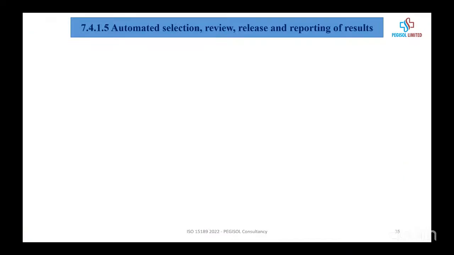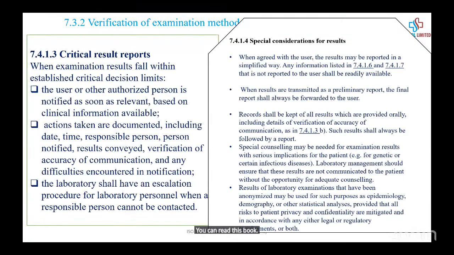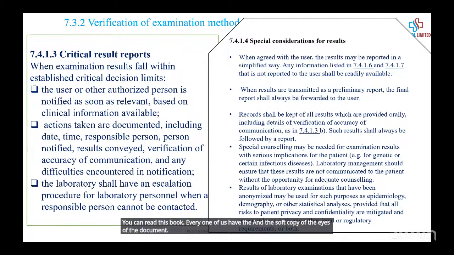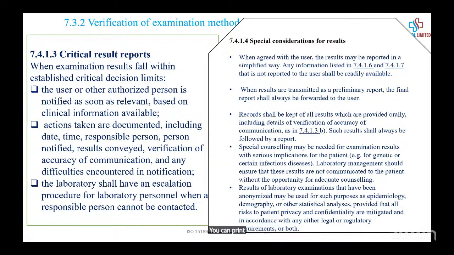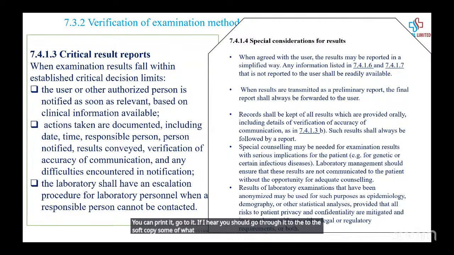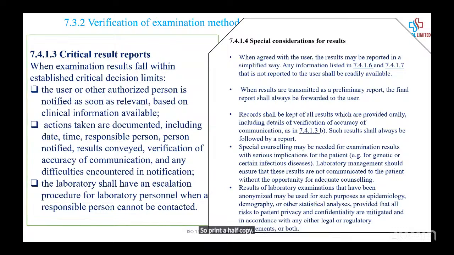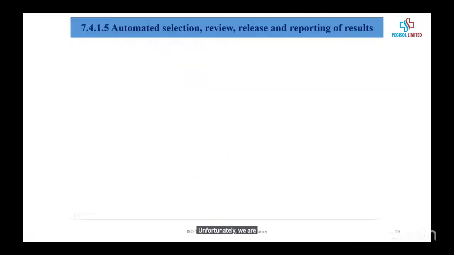You can read this more. Every one of us has the soft copy of the ISO 15189 document. You can print it and go through it. Or if I say you should go through it through the soft copy, some of us may find it lazy, so print a hard copy. You can use a pencil and write on it. Some of all these things we are seeing are things that need to be done.